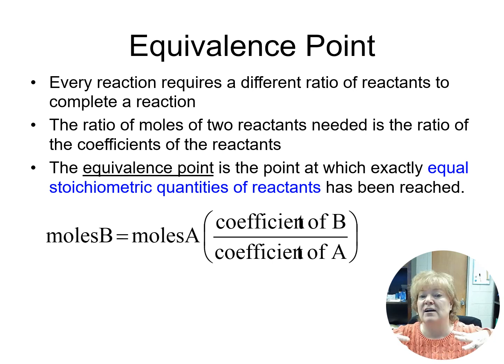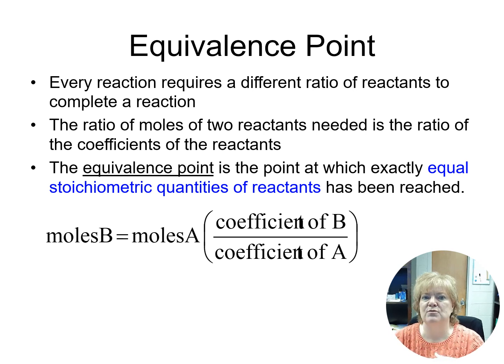All right, so equivalence point, again, this is now a theoretical construct that we deal with in the lecture, is that every reaction, of course, requires a different ratio of reactants, and that ratio of reactants is the coefficient ratio. So the equivalence point is the point at which I have that stoichiometric ratio.